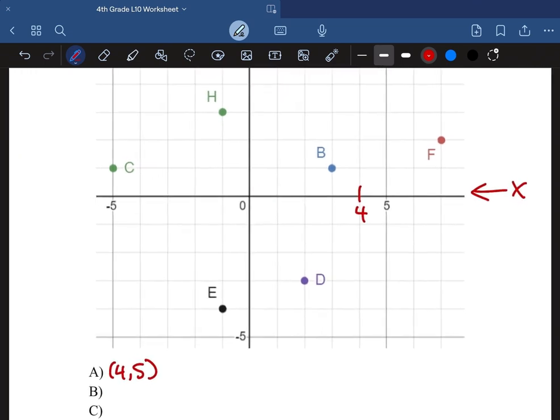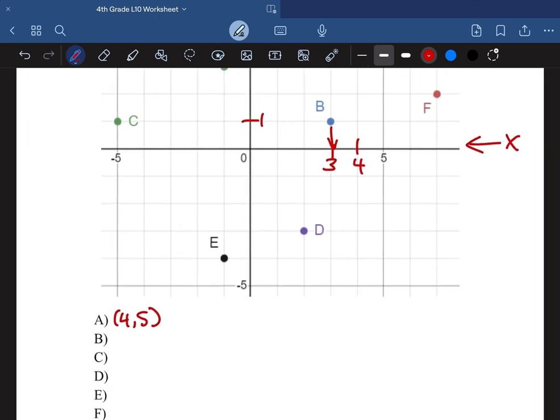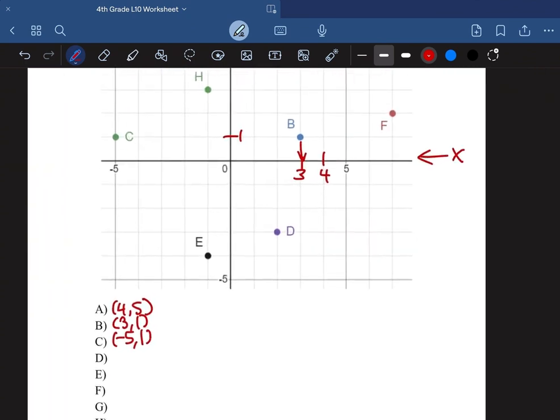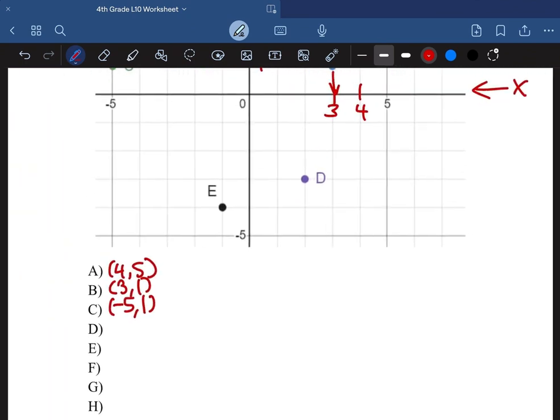Point B, if you look here, it's located at x is equal to 3 and y is equal to 1. So the ordered pair would be 3, 1. C is located at x is equal to -5 and y is equal to 1. So it would be -5, 1. D, if we look here, it's located at x is equal to 2 and y is equal to -3. So the way we would write this would be 2, -3.